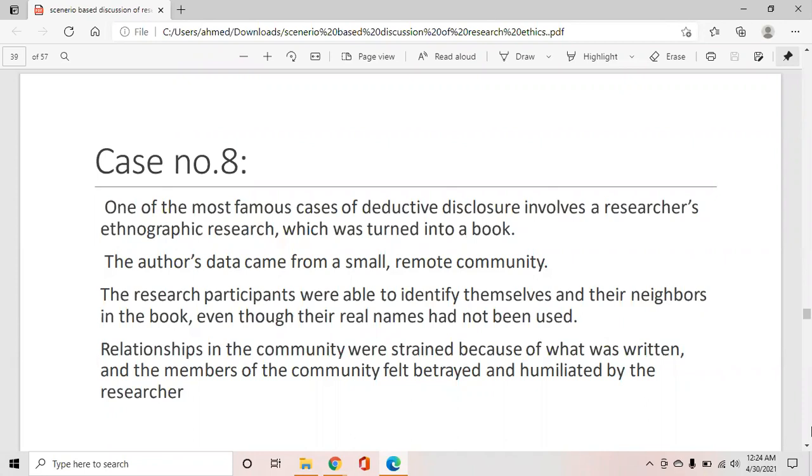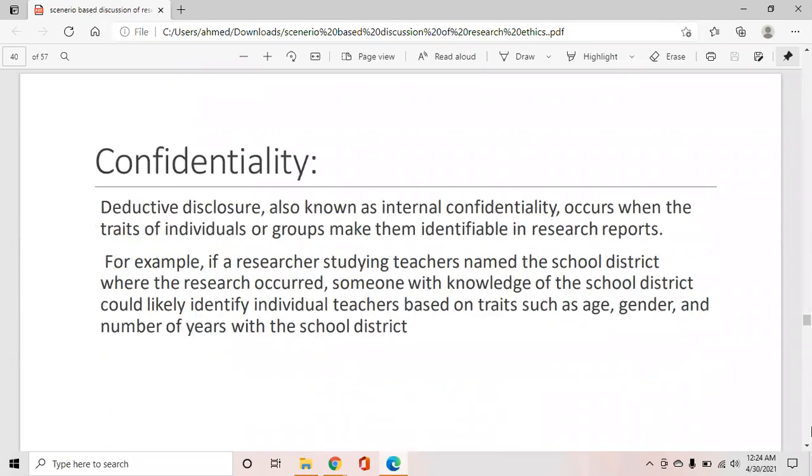Which principle of research ethics was not taken into consideration in this research? Confidentiality, informed consent. Confidentiality.